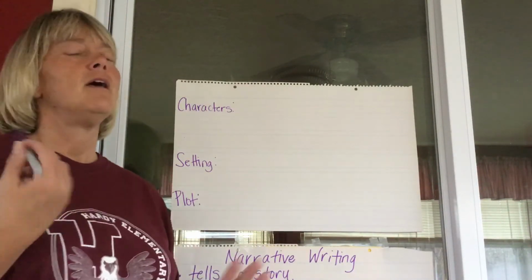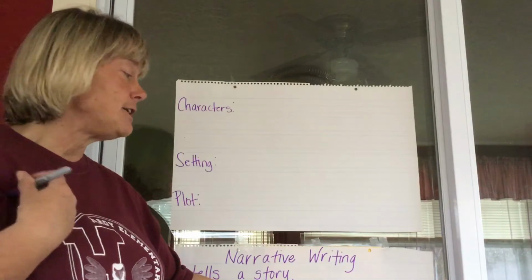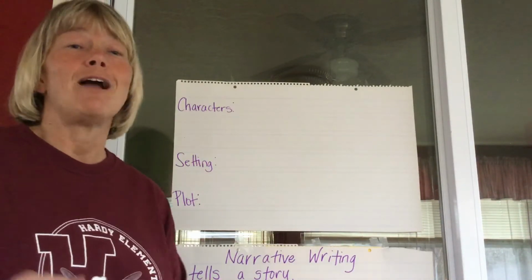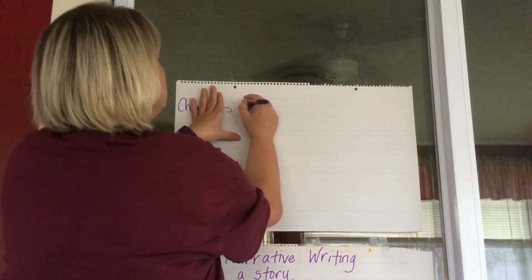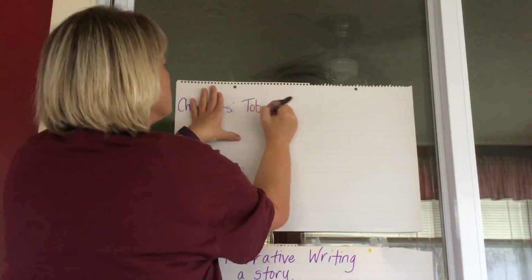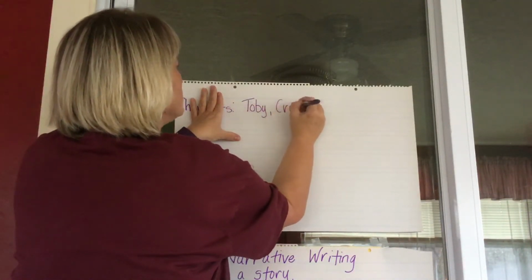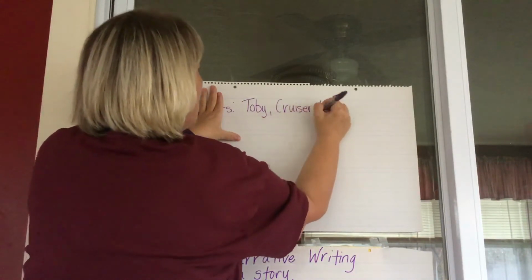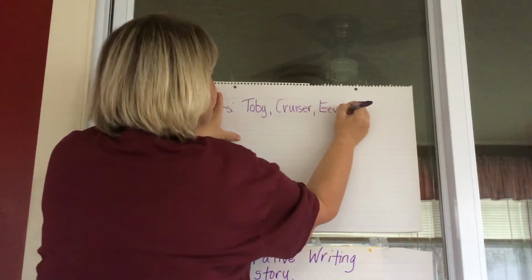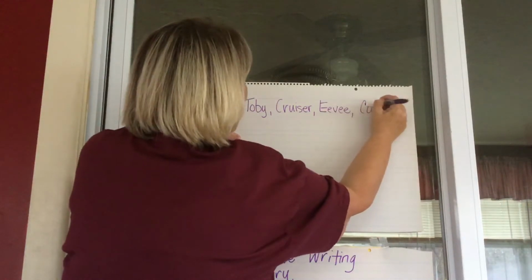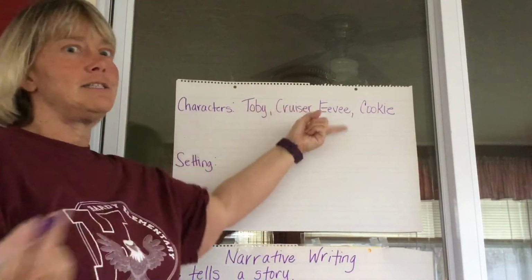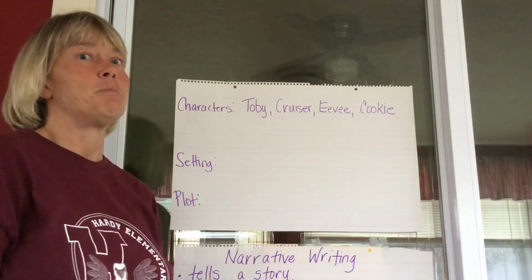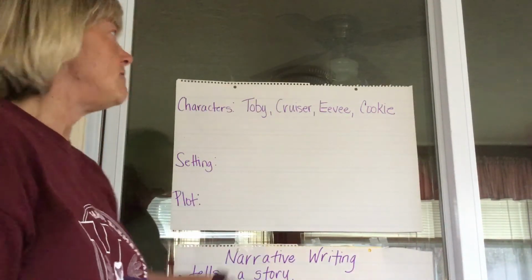For me, I've already thought about this. My characters are going to be animals. They're going to be my granddogs because they can get into some things. So my characters are going to be Toby, Cruiser, and Evie. And I think I'm going to add my cat Cookie to this because these are real dogs that I know, but I'm going to give them some personification and make them have an adventure.